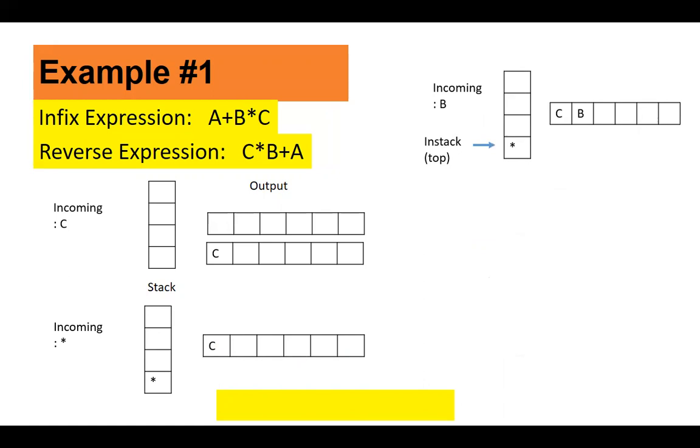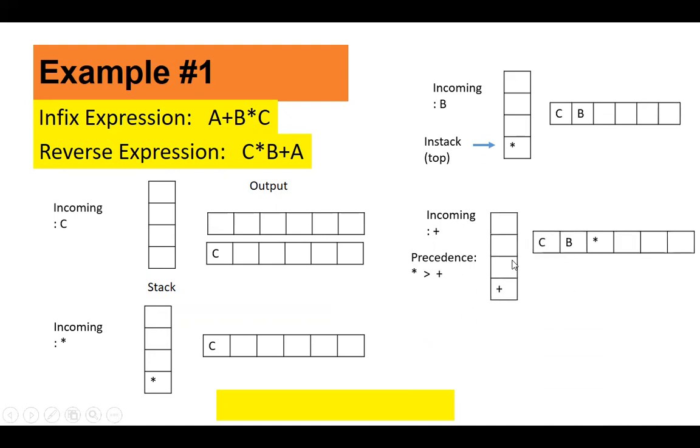Next, what we read is a plus symbol. Now, we already have a star symbol in the stack, and the incoming is plus. So you check the precedence. The precedence of star is greater than plus. So smaller cannot reside over bigger. So you pop out that star, add it to the output and push in the plus operator. So star is popped out, added to the output, and plus is pushed onto the stack.